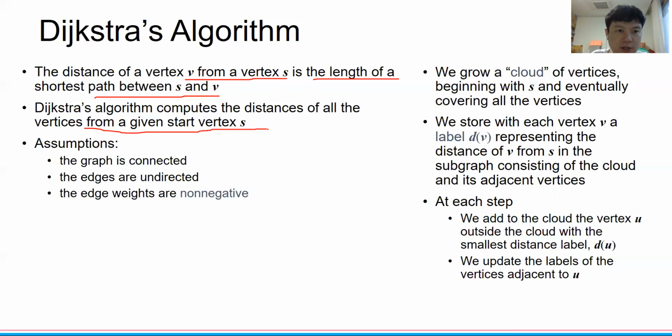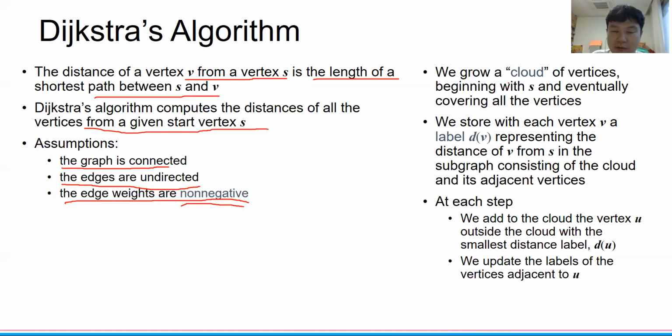So for this algorithm, you need to set the starting point, and then you will explore every node in the graph. The assumption is the graph is connected, the edges are undirected, and the edge weights are non-negative. Okay, this is the key. When you have the Dijkstra algorithm, the edge weights are non-negative.